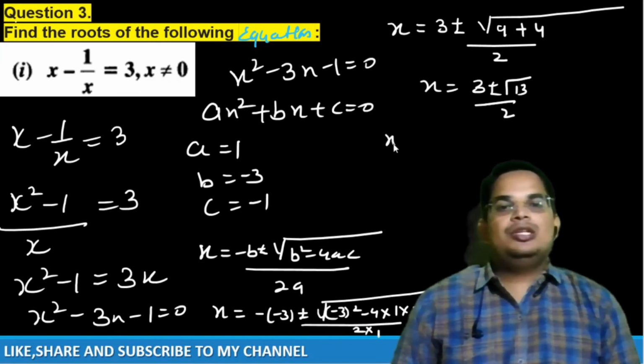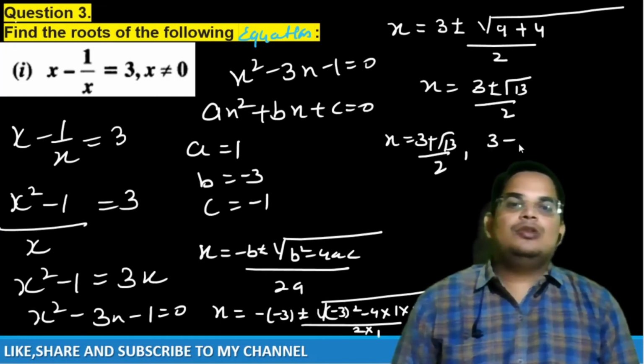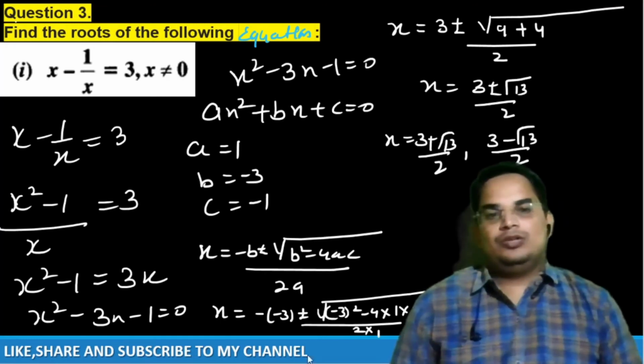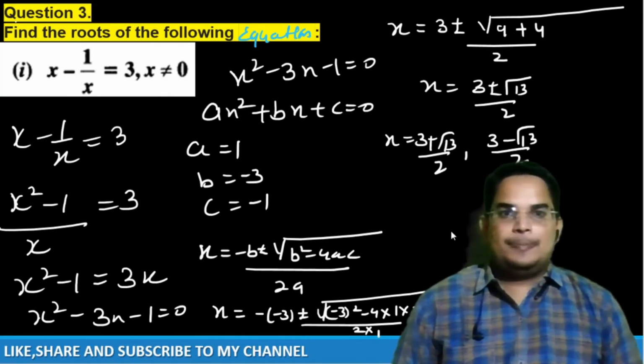यहाँ पे हमको दो वैल्यू मिलेंगी. एक वैल्यू हमारी पॉजिटिव होगी 3 plus root 13 by 2, और एक वैल्यू हमारी कितनी आ गई? नेगेटिव 3 minus root 13 by 2. So I hope all of you understood this thing, children.